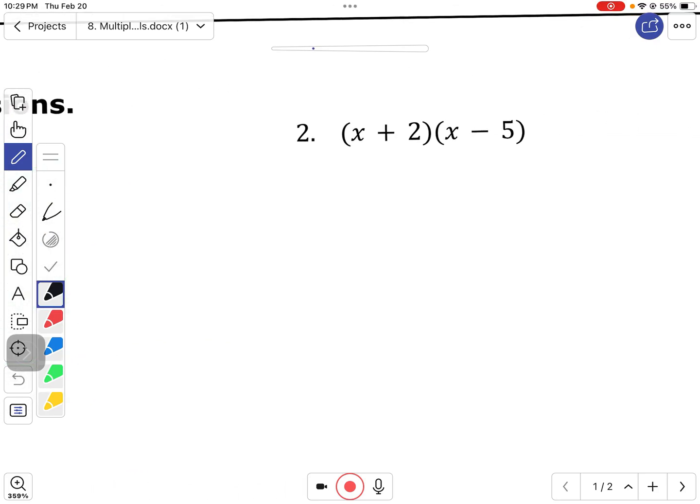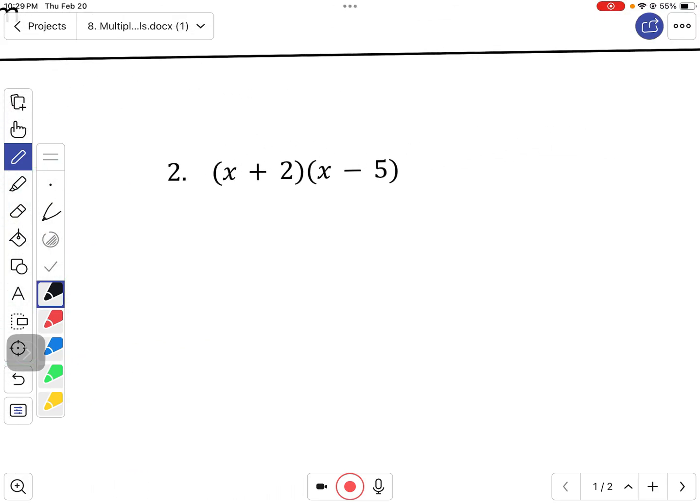Okay, let's try number 2. I have 2 pieces by 2 pieces. So I'm going to make my 2 by 2 box again. So I'm going to go 2 across and 2 down.